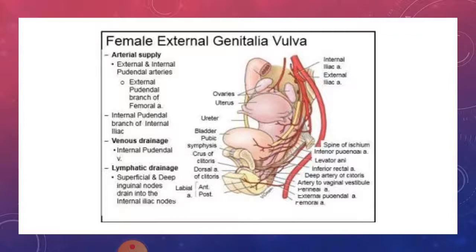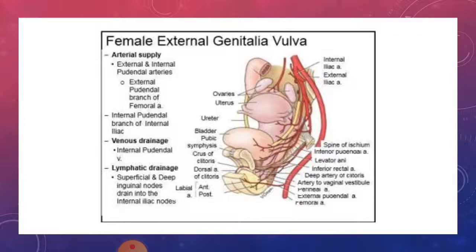So the internal pudendal artery basically arises from the internal iliac artery, and external pudendal artery is the branch from the femoral arteries. These supply the external genitalia or vulva. So the arterial supply to the female external genitalia vulva is from the external and internal pudendal arteries, and internal pudendal artery is the branch of internal iliac artery, and external pudendal is the branch of femoral artery.